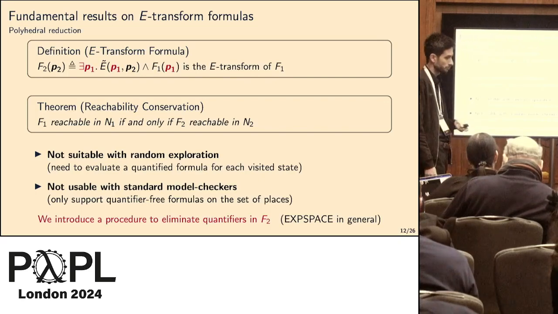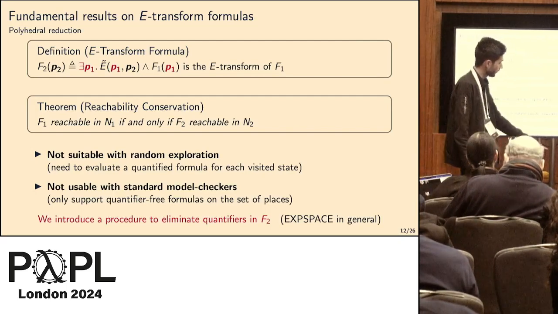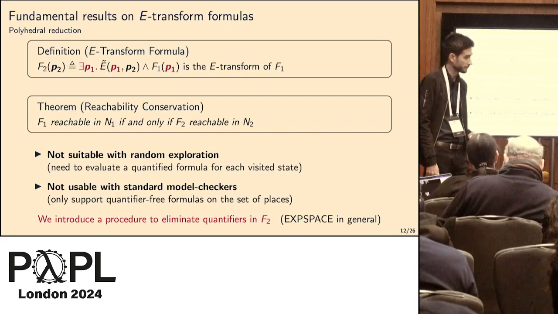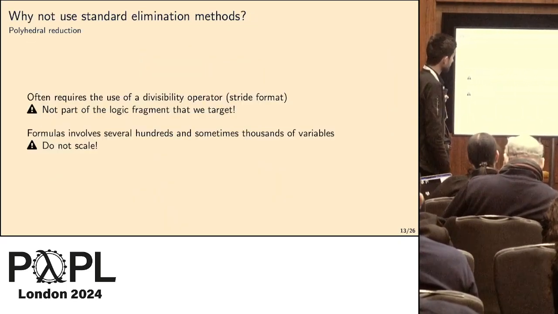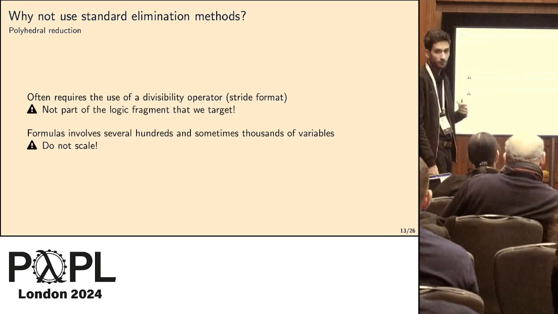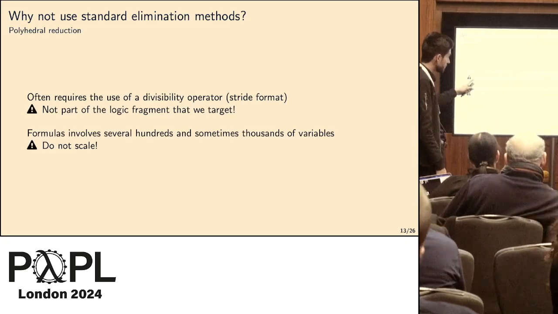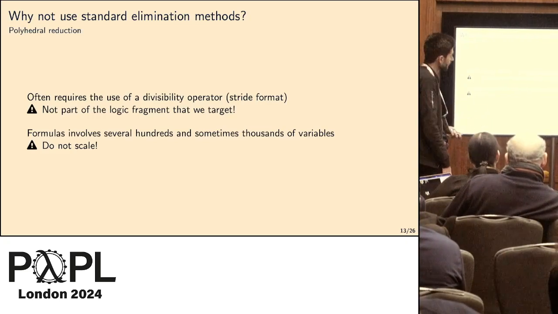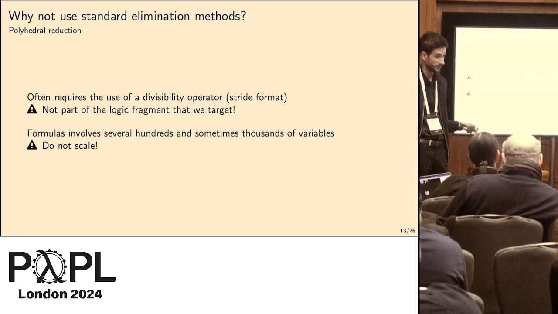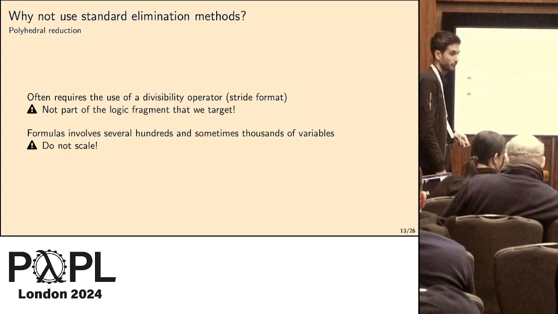So we need to introduce a procedure to eliminate quantifiers in our E-transform formula F2, and the problem is EXPSPACE in general for existential formulas such as the fragments that we target. But the reason we do not use standard elimination procedures is that this procedure often requires the use of divisibility operators, that is sometimes called the strides format, and it is not part of the logic fragments that we target. Also, our formulas often involve several hundreds or sometimes thousands of variables and literals, and the state-of-the-art methods do not scale to this number of literals and variables.